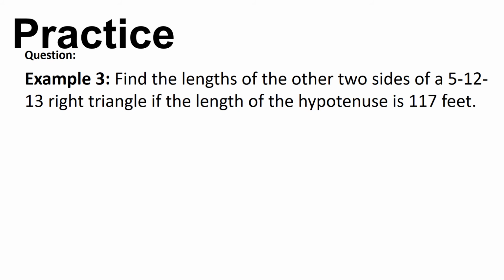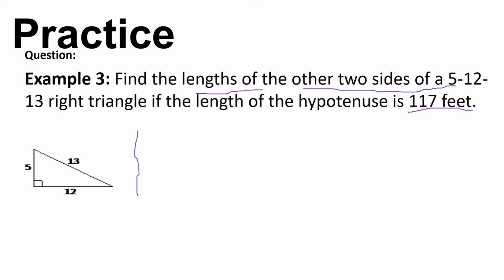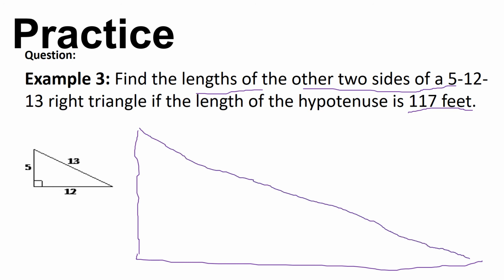Our third example: find the lengths of the other two sides of a 5, 12, 13 right triangle if the length of the hypotenuse is 117 feet. So it's directly stated in the problem that this is a 5, 12, 13 triangle, but it's just a larger version because the hypotenuse is 117 feet long. So the question is, if the hypotenuse, which is opposite to the 90-degree angle, is equal to 117, how long are the other two sides?